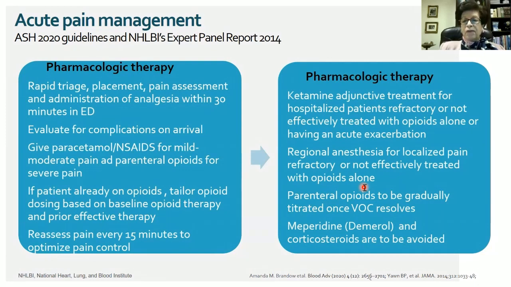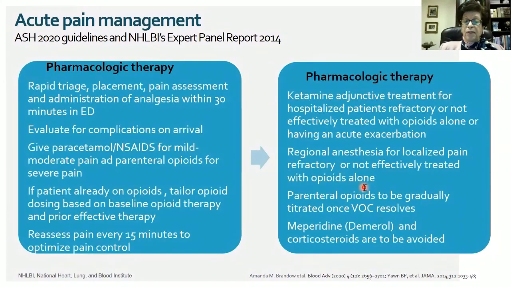And there are categories of patients who are hospitalized, who are refractory or not effectively treated with opioids alone, or having an acute exacerbation. This is the time we can give ketamine. And also, there are patients who have localized pain who need regional anesthesia to really control this pain.